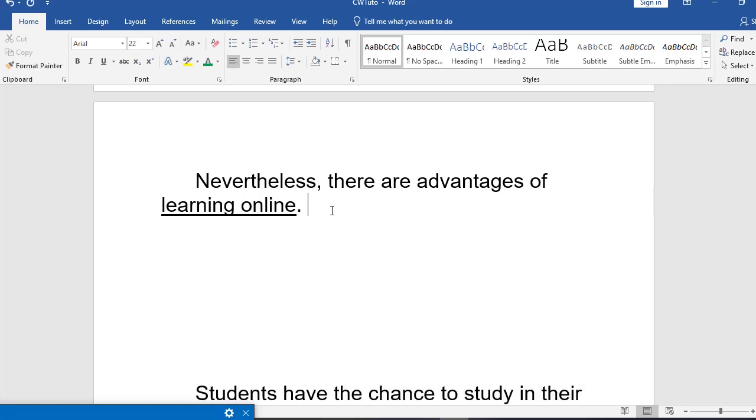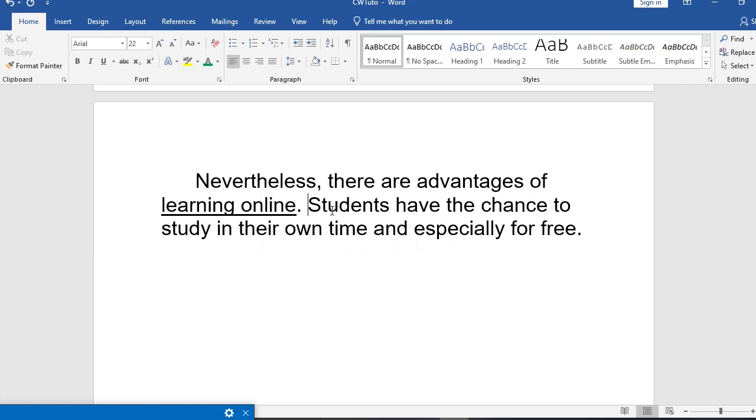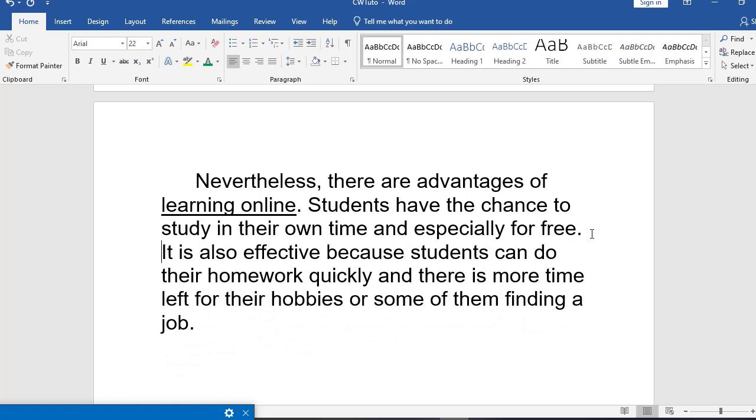Explain. Okay, so you have to write a sentence to explain one of the advantages of online learning. Students have the chance to study in their own time and especially for free. So you don't have to go for your tuition class. So you can explore everything. What else? Okay, explain further. Okay, it is also effective because students can do their homework quickly. Is that right? And there is more time left for their hobbies or some of them finding a job.